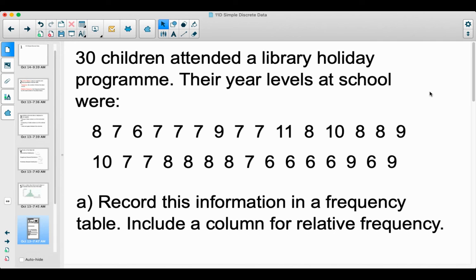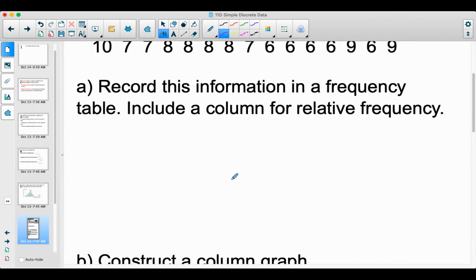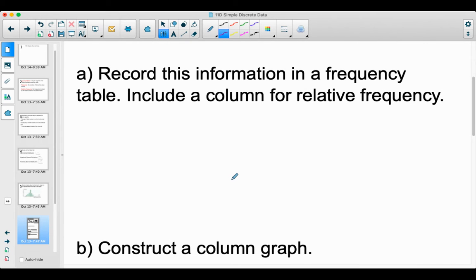Okay, so now let's take a look at an example. It says 30 children attended a library holiday program. Their year levels at school were, and then it lists them all. So the first thing it's asking us to do for part A is record this information in a frequency table, include a column for relative frequency.